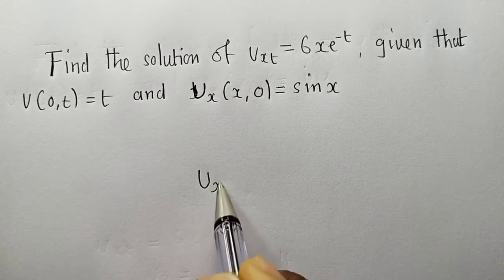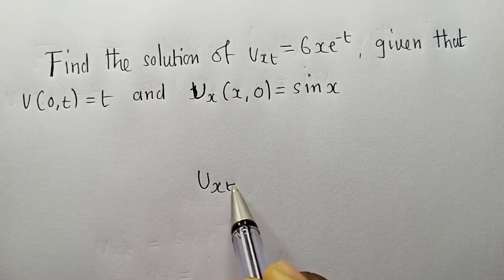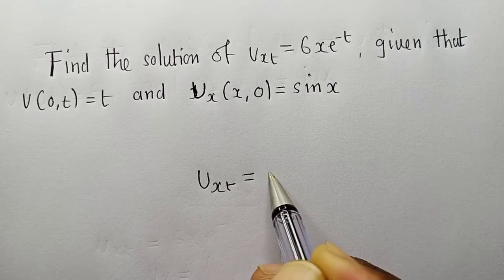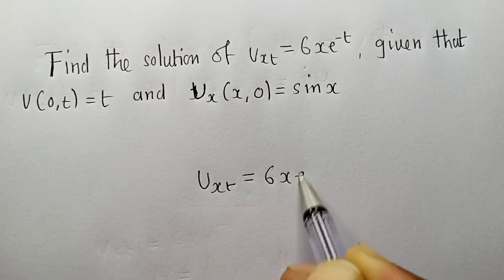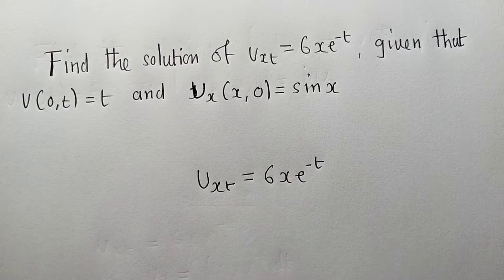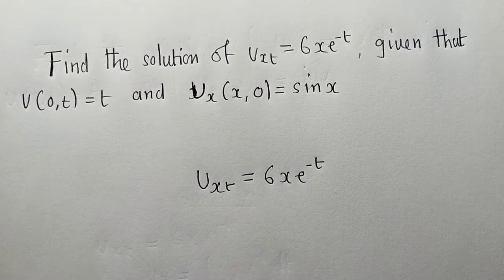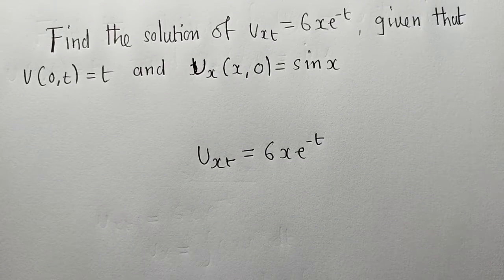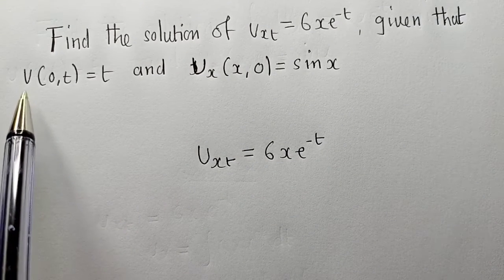All right, so we've got a partial differential equation right here. Let me copy it. That is u subscript xt is equal to 6x e power negative t. So this is the partial differential equation which we have, and they have also given us the conditions.